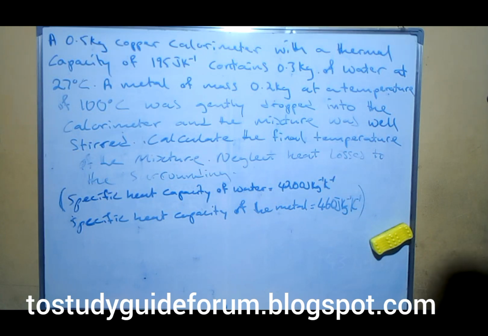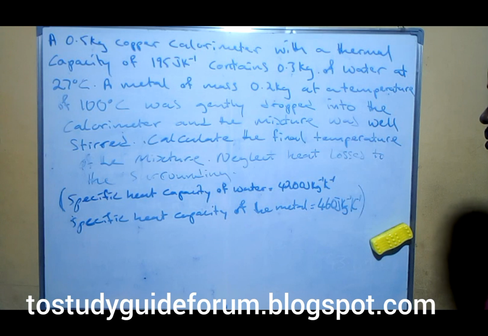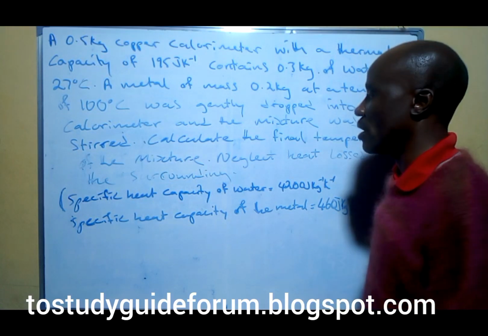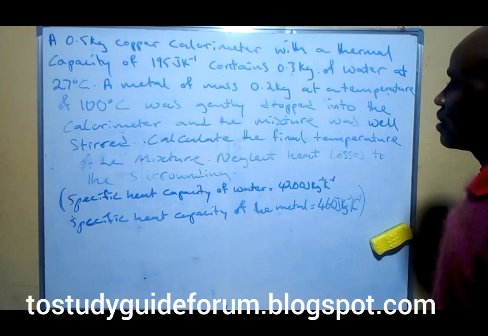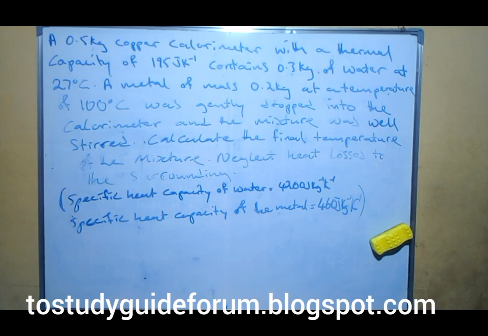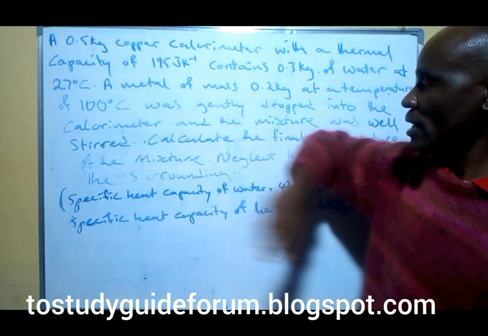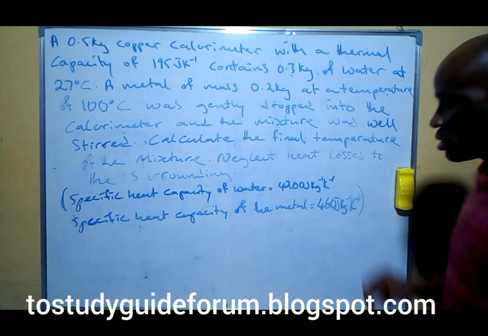The specific heat capacity of water is 4200 joule per kilogram per Kelvin, and the specific heat capacity of the metal is 460 joule per kilogram per Kelvin. All right, what we're going to do here is consider it based on heat loss and heat gain. The metal itself has the higher temperature, so let's quickly do this.